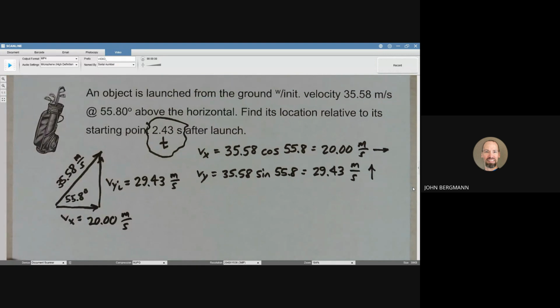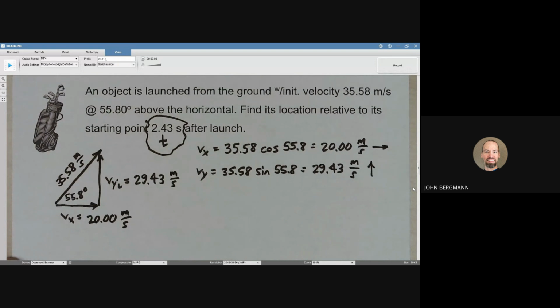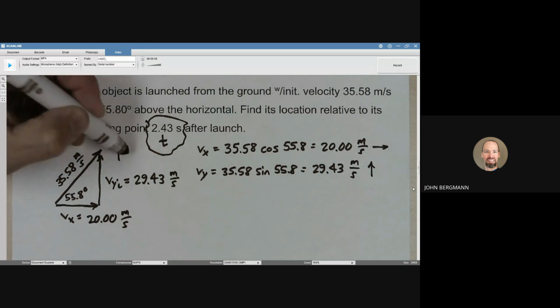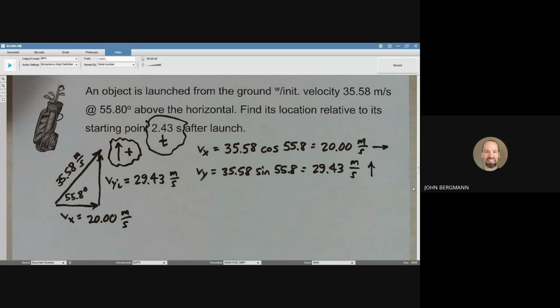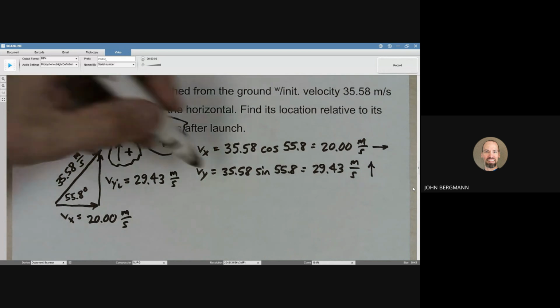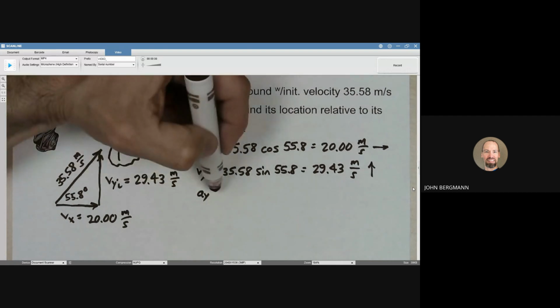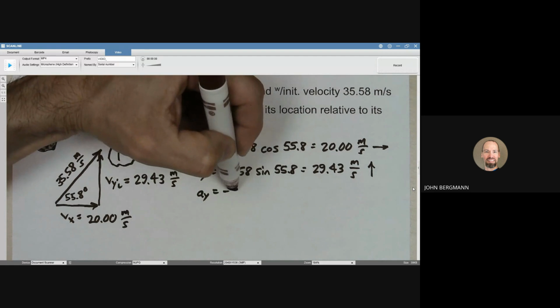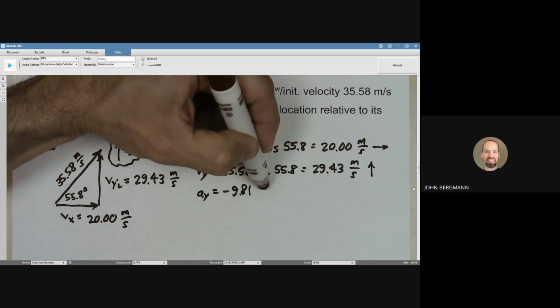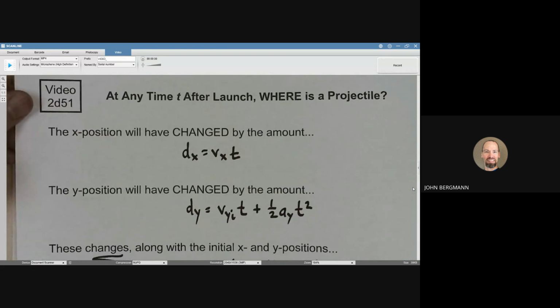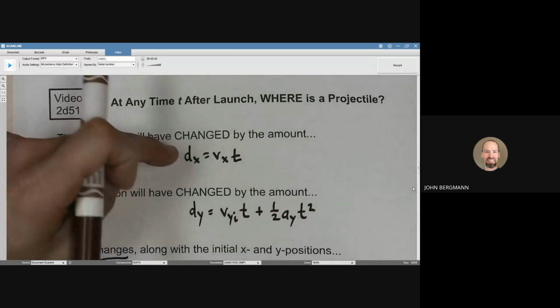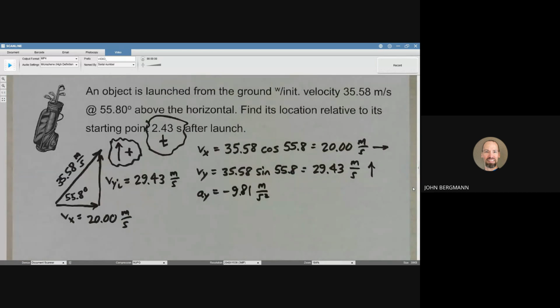As always, whenever we are dealing with up and down motion, we need to choose a convention. And so I'm going to choose upward to be positive, which means this 29.43 is a positive number. But what else does it mean? It means that Ay, the acceleration, is going to be negative, because that vector points towards the Earth. What are we supposed to do? Whenever we want to know where something is, we've got to use those two equations. The x position will change by this much. The y position will change by that much.